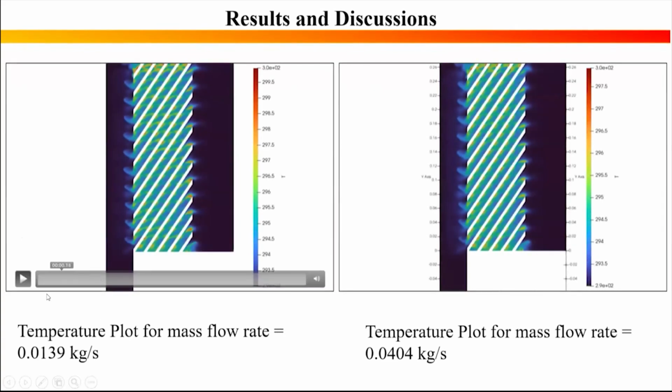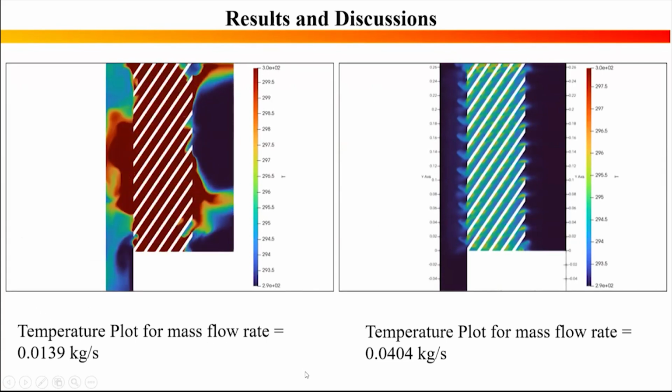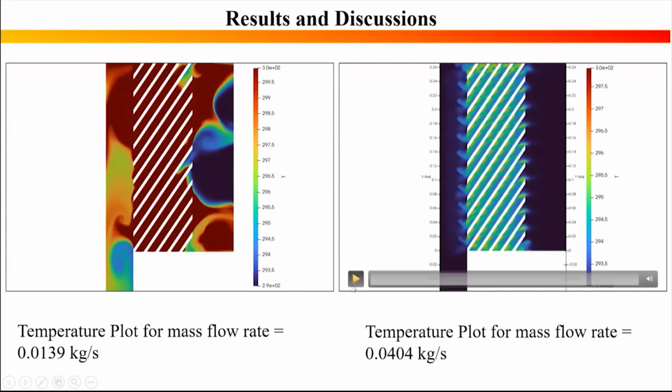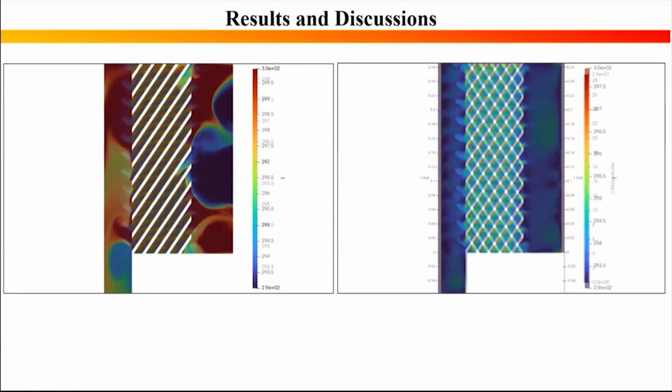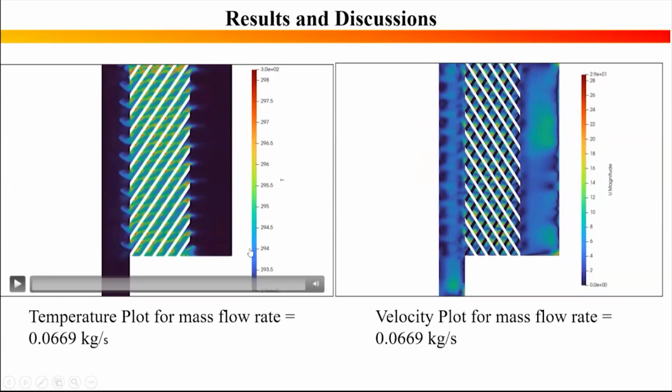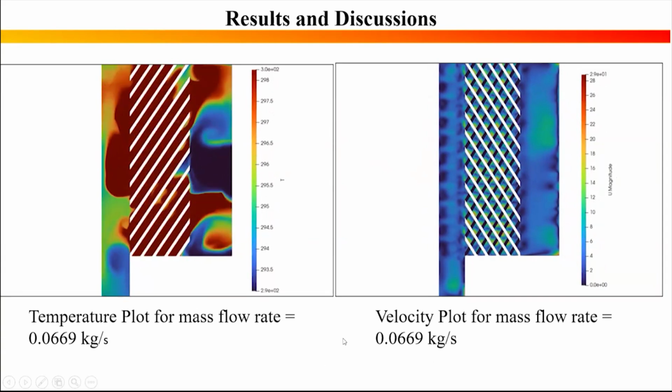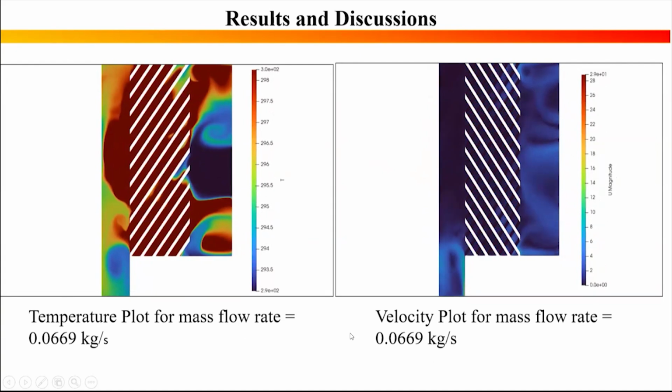So now let's go to the results and discussion. This is the temperature plot for a mass flow rate of 0.0139 kg per second, and you can see the temperature distribution in this. This is for another parameter, that is 0.0404 kg per second. For this plot, I have extracted the temperature plot as well as the velocity plot. This is taken from the upstream view, so the angle of attack with the fluid was 35 degrees. This is the temperature plot and this is the velocity plot.